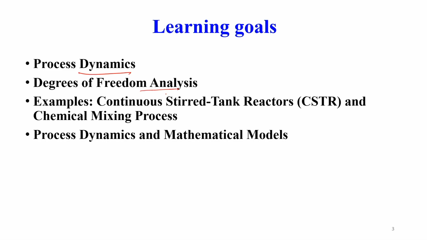For that, one key parameter comes: degree of freedom, which gives the maximum number of variables that are required to define the system. Then we will be seeing a couple of examples like CSTR and a simple chemical mixing process. Finally we will conclude with process dynamics and mathematical models, because when we say dynamics, we may deal with differential equations, it may be ODEs, it may be partial differential equations, or it may be simple algebraic equations.